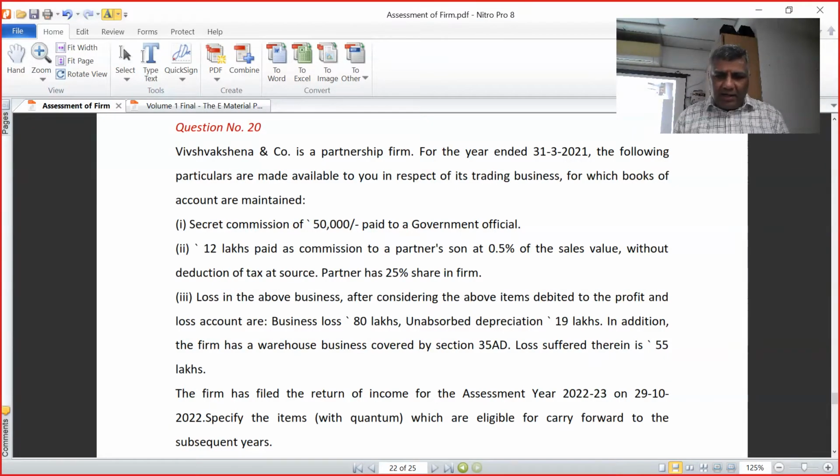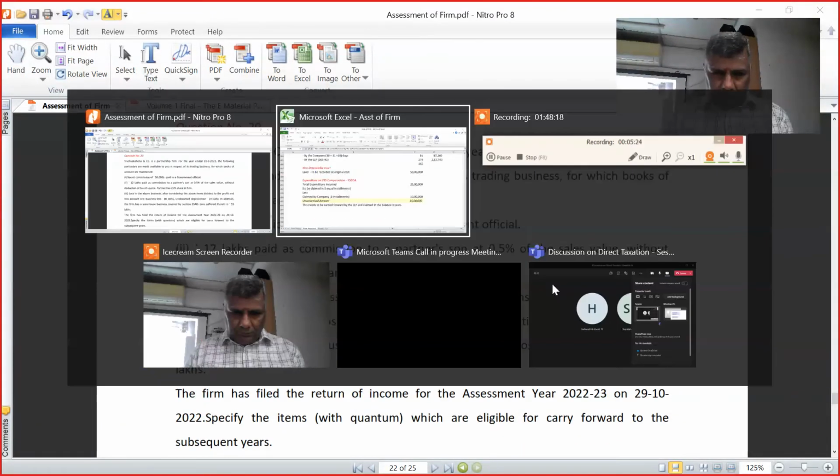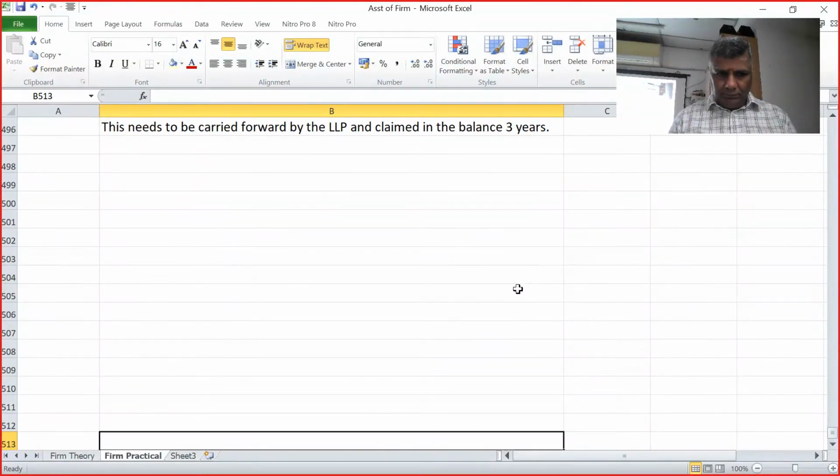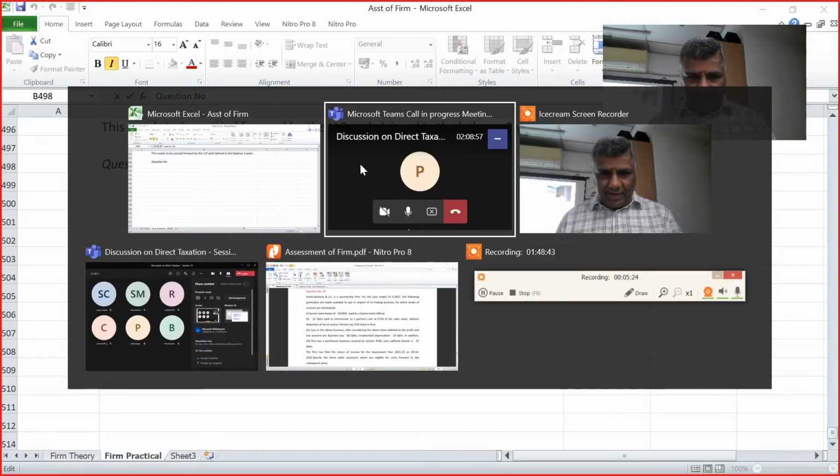The firm has filed the return of assessment on 29/10. Specify the items with quantum which are eligible for carry forward. Will your answer be different if the firm files after due date? Read through. For the two questions, I will post the answer later. I will write the answer and post it.